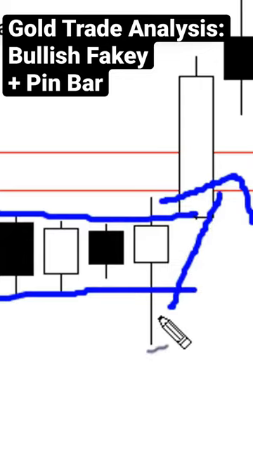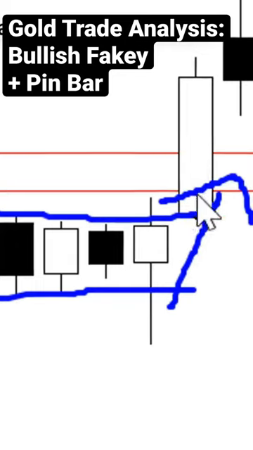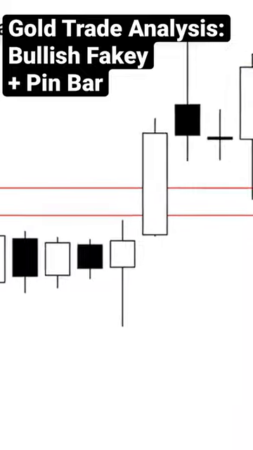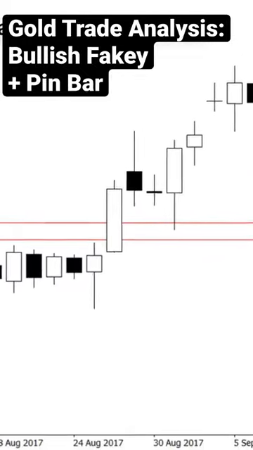Okay, for anybody short, the fakey pattern was a clear signal to get out of shorts and reverse to longs. And for those traders not in a trade, this was a clear signal to take a long position. At the close of this bullish pin bar, we took an aggressive entry at the market price. And as you can see, in the following few days, prices rallied strongly.